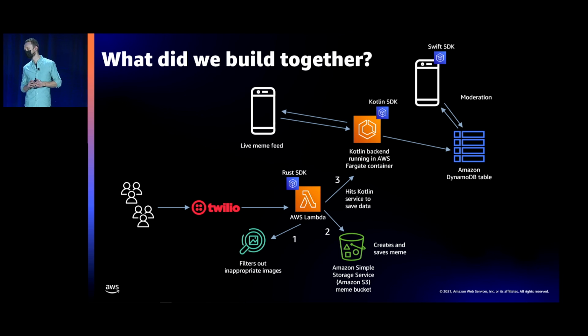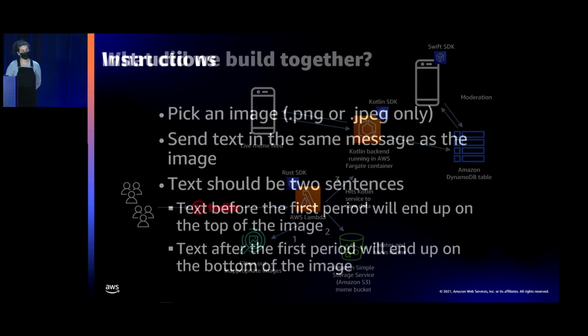And we have two front ends. The first front end is just calling the Kotlin backend, similar to what you would find in a normal iOS application. The second one is doing something a little bit unique to demonstrate the Swift SDK. It's actually communicating directly with the DynamoDB table to moderate your images, to make sure we're not displaying anything inappropriate.